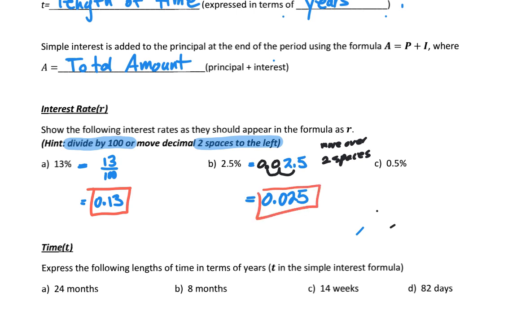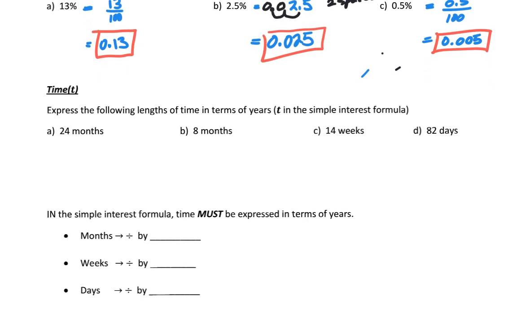Now for the last question, I am not so confident with 0.5% and moving decimals over, so I just quickly go and divide by 100 right away. Punch it in my calculator, and I get 0.005 as my decimal. So when we're calculating interest rates, we need to be able to do that.